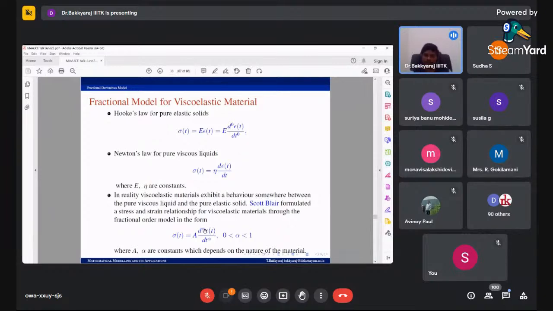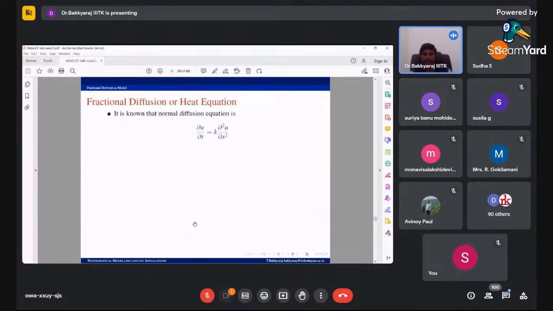Here also, when alpha, the parameter, the order of the fractional derivative, tends to 0, you will get Hooke's law. Because alpha equal to 0 gives Hooke's law. When alpha goes to the other extreme, pure viscous, then you will get back Newton's law. So this fractional order model arises naturally as far as the stress strain relationship is concerned. One more model I will quickly explain.